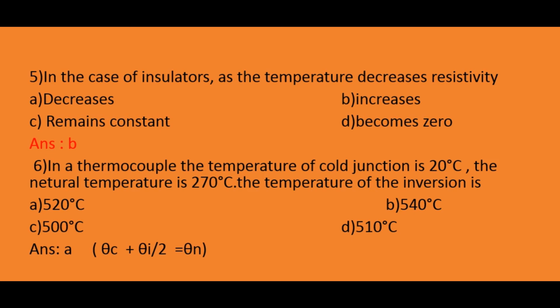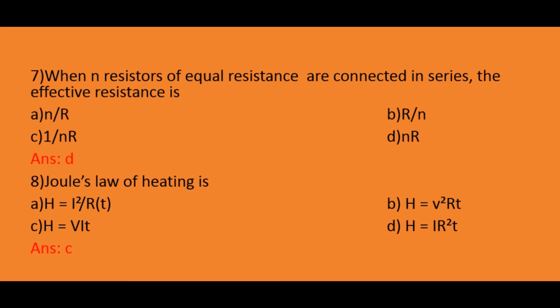The next one is: when n resistors of equal resistance are connected in series, the effective resistance is. Now, for n resistors connected in series, what is the total resistance? In series, the total is R1 plus R2 plus R3 and so on. But in parallel, it is 1 by R1, 1 by R2, 1 by R3. Here the resistances are connected in series, so the correct answer is D.